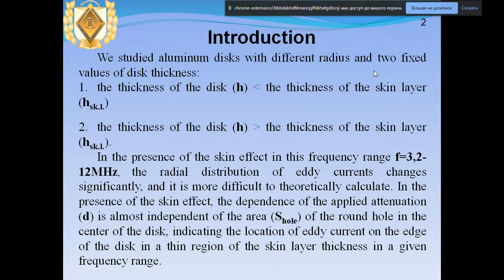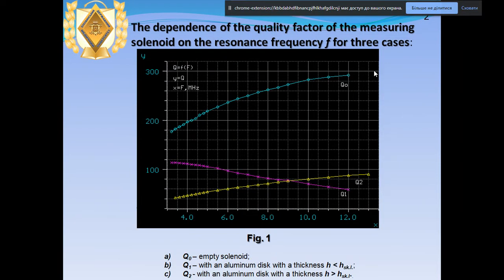In the presence of the skin effect, in this frequency range from 3.2 to 12 MHz, the radial distribution of eddy currents changes significantly, and it's more difficult to theoretically calculate it. The radial distribution of eddy currents can be experimentally investigated using an installation for electrodeless measurement of the electrical resistance of metal discs and cylinders.